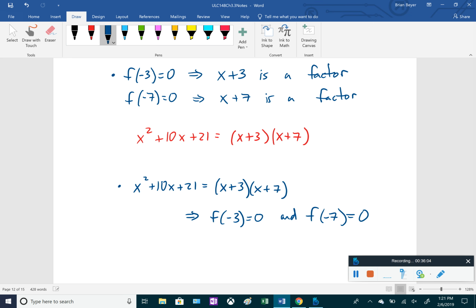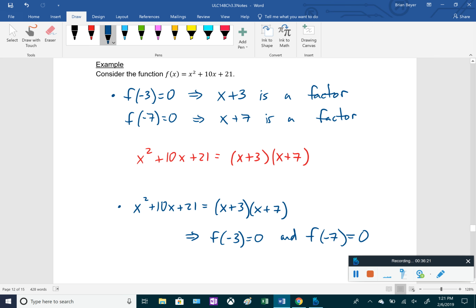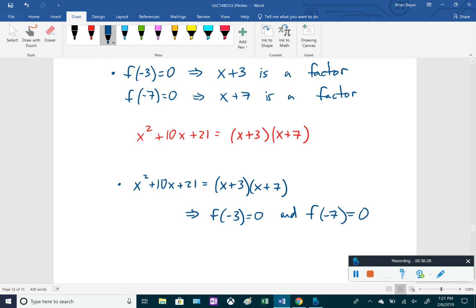So when it's factored like this, you can tell that that's true, because if we plug in negative 3 into x, it's going to be negative 3 plus 3, which is 0. So 0 times whatever the other term will be will give us 0. Same thing if we plug in negative 7. So it probably seems pretty silly writing down both things here, but technically that's what the factor theorem tells us.